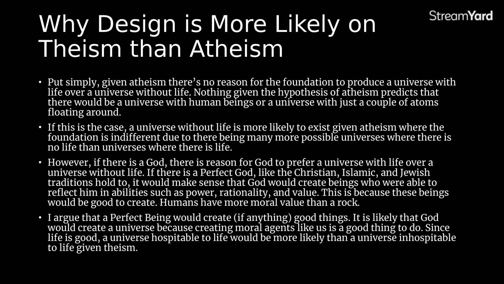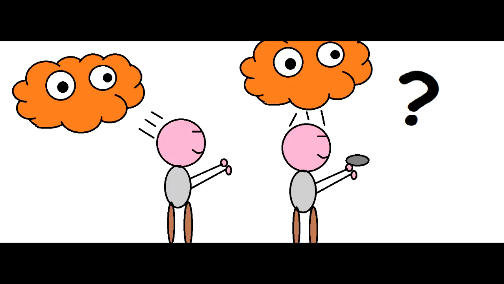However, if there is a God, there's reason for God to prefer a universe with life over a universe without life. If there's a perfect God like the Christians, the Muslims, and the Jews hold to, it makes sense that God would create beings who are able to reflect Him in abilities such as power, rationality, and value. This is because these beings would be good to create. Human beings are more valuable than a rock or an atom or something else along those lines. Why?